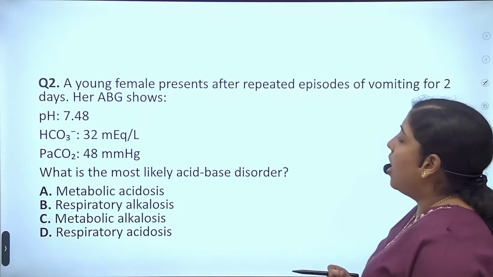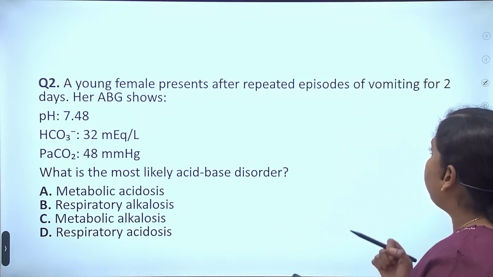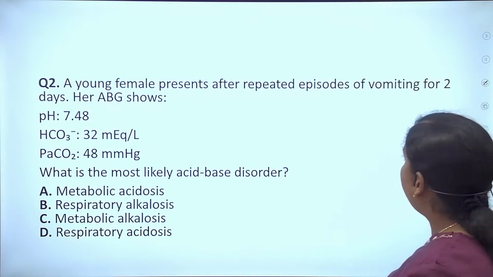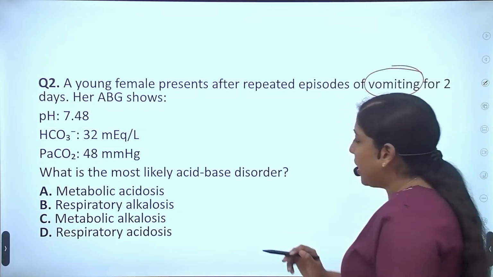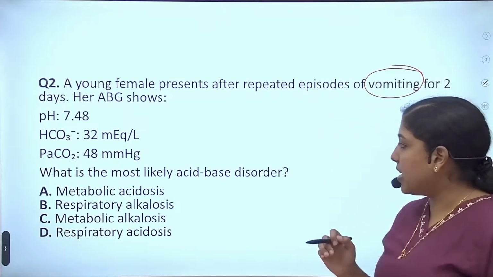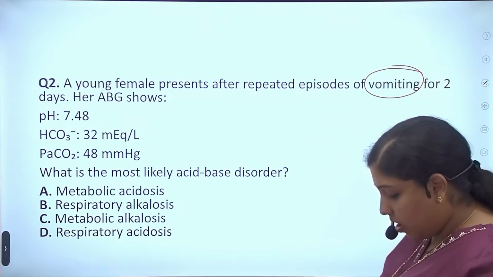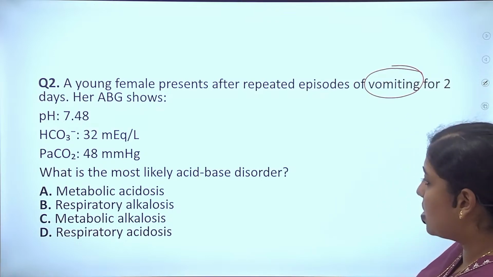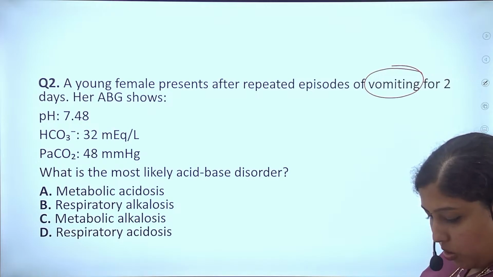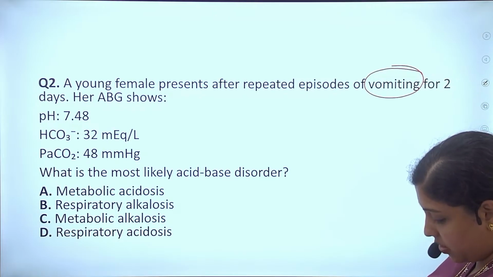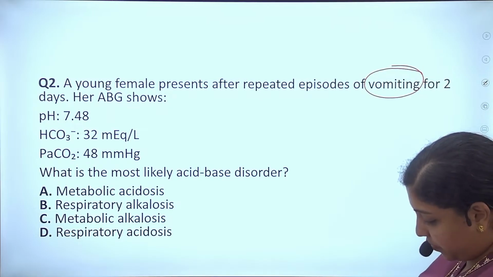A young female presents after repeated episodes of vomiting for 2 days. When we talk about vomiting, we might have concluded the baseline thing, right? There will be excessive acid loss, which is going to cause metabolic alkalosis, right? But, oh my God, I said the answer. I'm waiting for your answers.